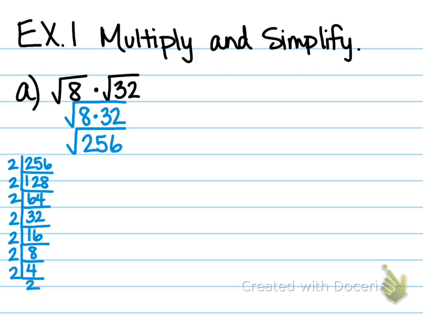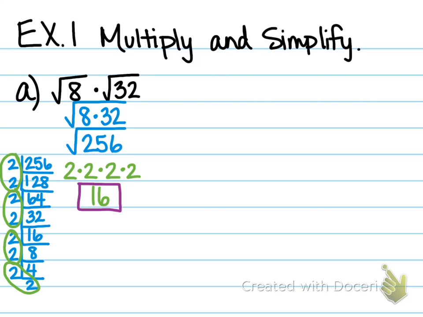Since this is a square root, I'm looking for pairs of numbers. So you circle all your pairs. Well, it turns out for 256, I have no leftovers, so I'm going to multiply each of these pairs together. So there's 4 pairs, so that's going to be 4 2s. 2 times 2 times 2 times 2, which is 16. And you may have even had memorized that the square root of 256 is 16. It's a perfect square.